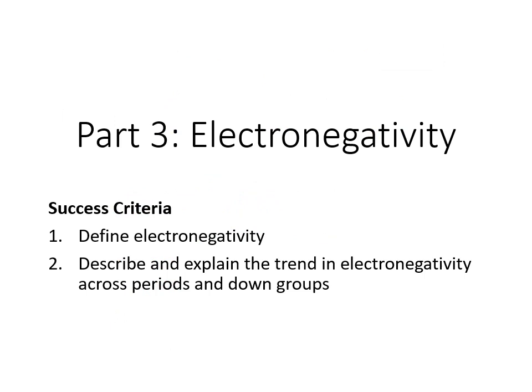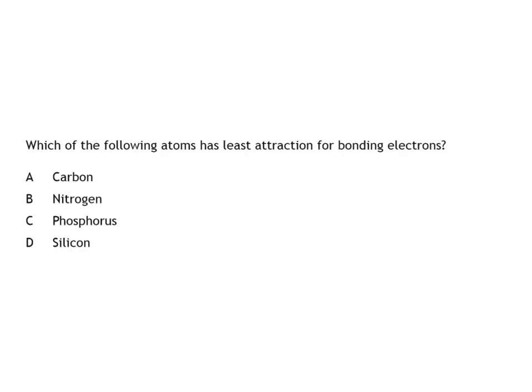So the third part of our topic in the periodic table, and the last part that we're going to look at, is to do with electronegativity. Have a read of the success criteria, please. The sort of questions we could be asked are as follows.